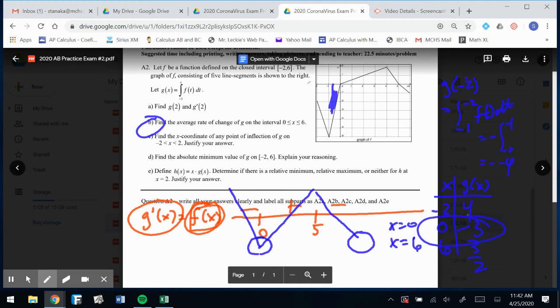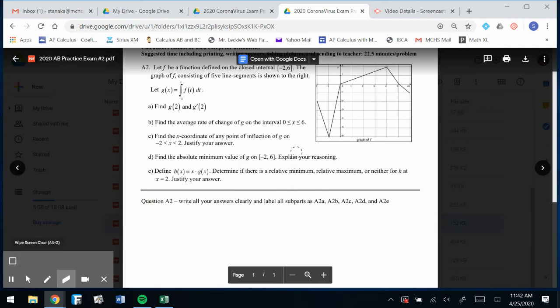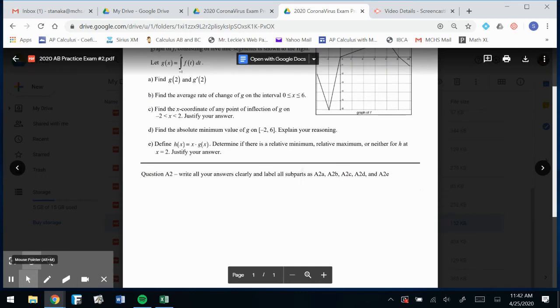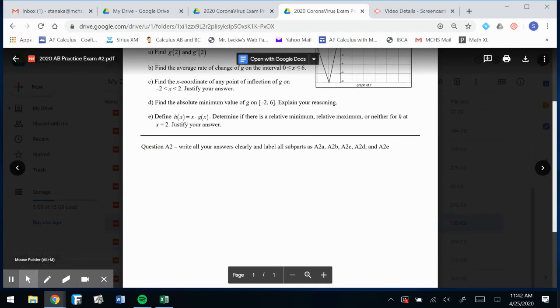Okay, and on this one, that was worth 3 points. It says they gave you a point for testing 0 as a candidate, a point for testing 6 as a candidate, and 1 point for your final answer. So you wouldn't have to test that other endpoint as long as you had the work that showed those could be your only two possibilities, okay?